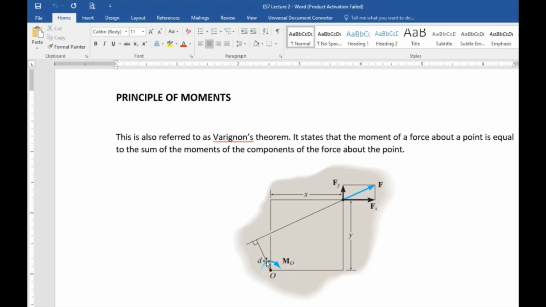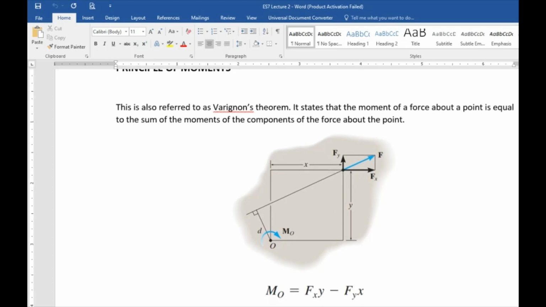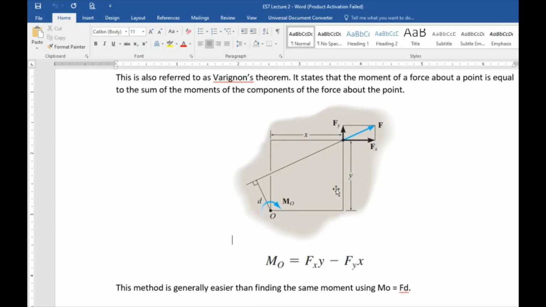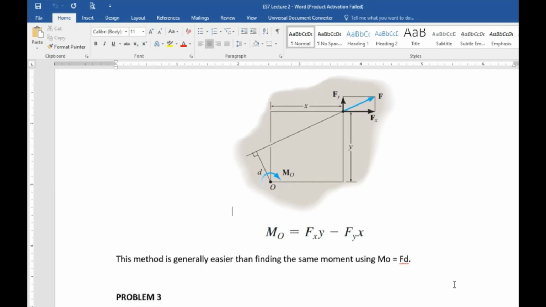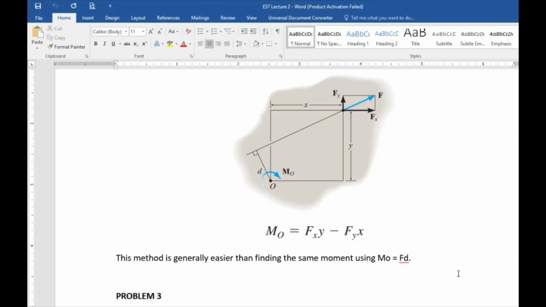But sometimes it is not that easy to get. So what we do is we break F into its components, Fx and Fy. That's why we have Fx times the perpendicular distance from O, which is y, and Fy times the perpendicular distance, which is x. So this method is generally easier than finding the same moment using MO equals FD.